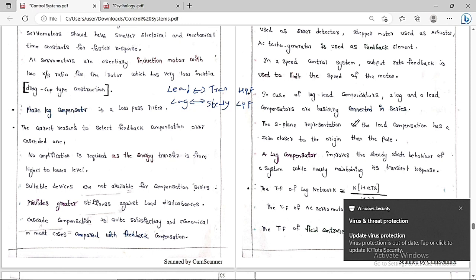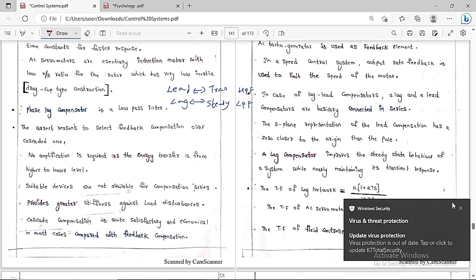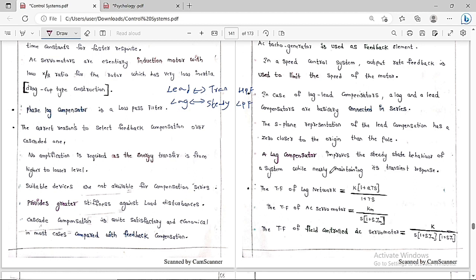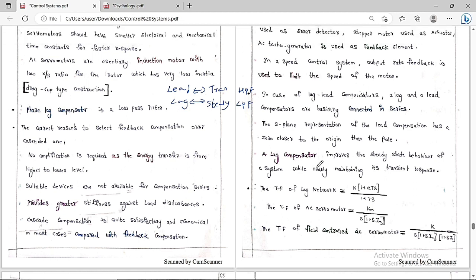The next point is very simple. You can see clearly that a lag compensator improves the steady state behavior of a system while nearly maintaining its transient response. While nearly maintaining its transient response, it is going to deviate to a smaller extent. If you speak frankly, it deviates, but not by much, only to a smaller extent.